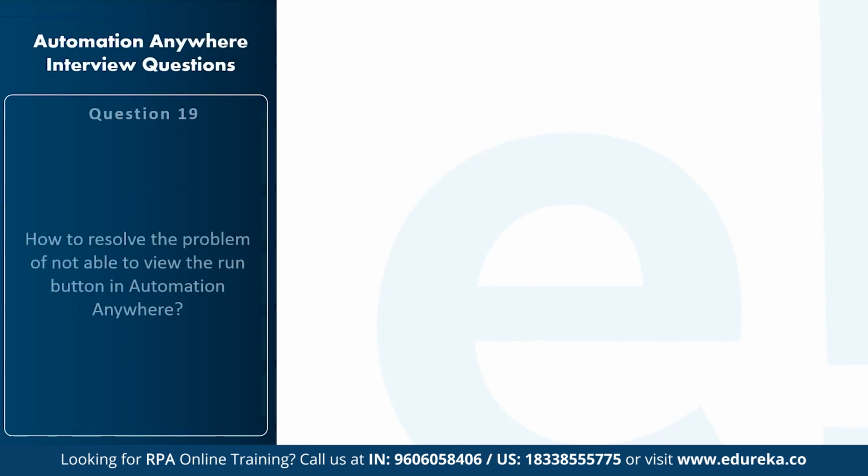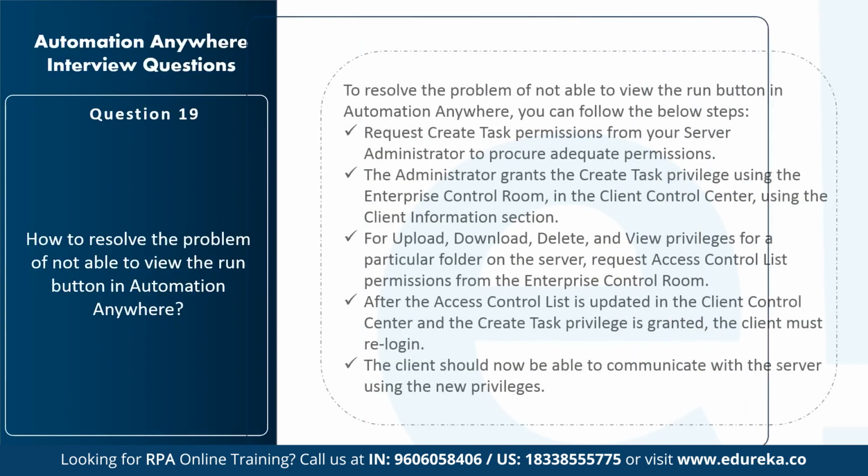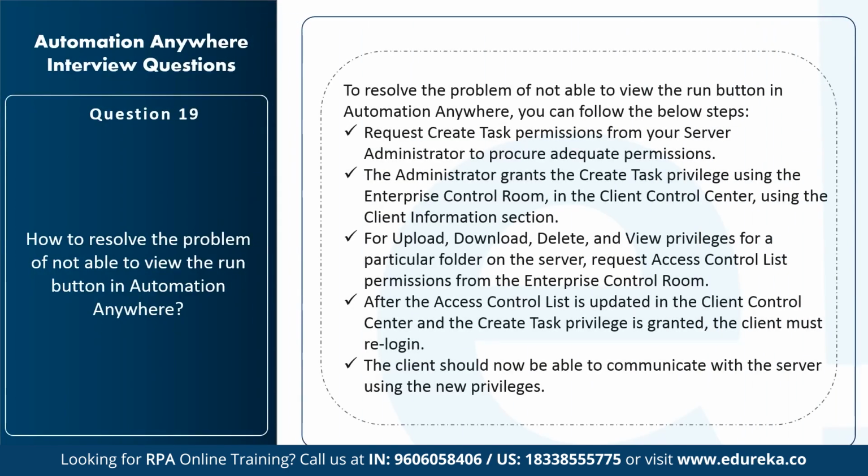Now moving forward with our next question, that is how to resolve the problem of not being able to view the run button in Automation Anywhere. Well, to resolve this problem, you can follow the steps that you can see on my screen. You can request the create task permissions from your server administrator to procure adequate permissions. Then the administrator will grant the create task privilege using the enterprise control room in the client control center using the client information section.